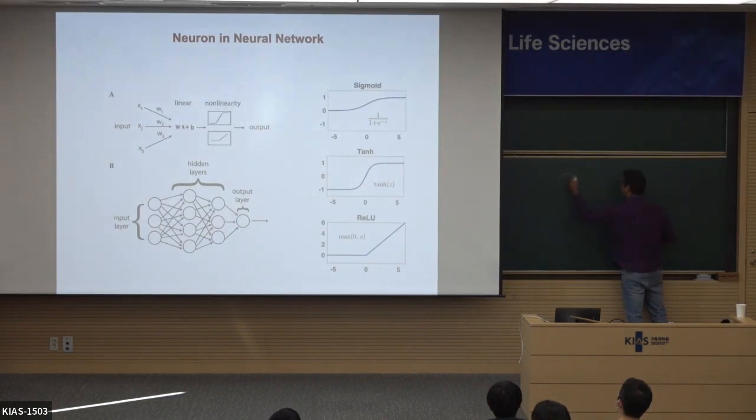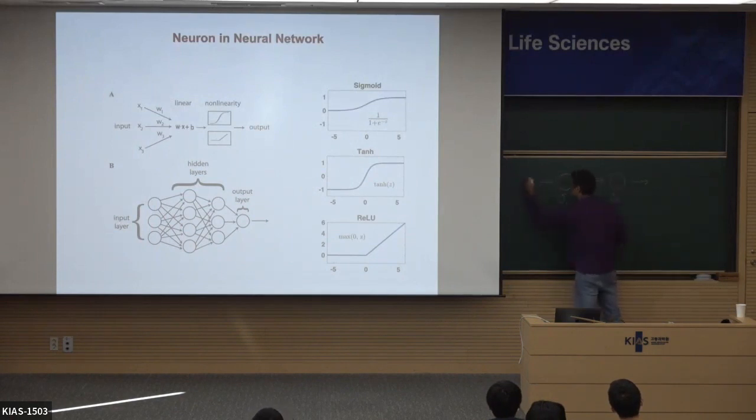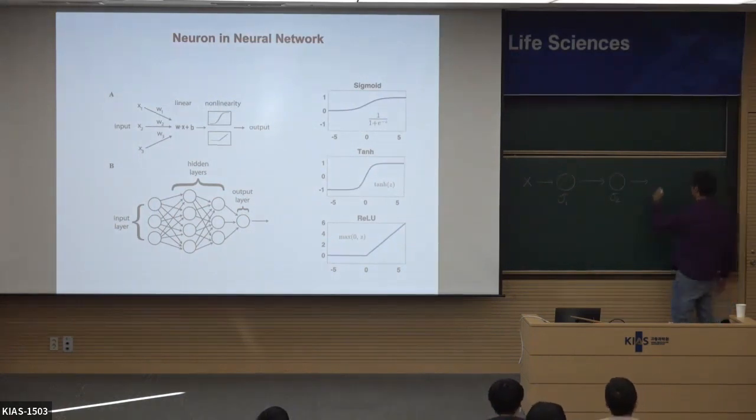I have neuron one, it goes to neuron two, and it goes to some outputs. So let me call this sigma two. This is sigma one, right? And I have some input, which is x. Can you even see that x? You can, right? So now this is the output.